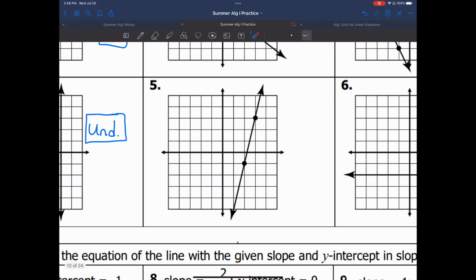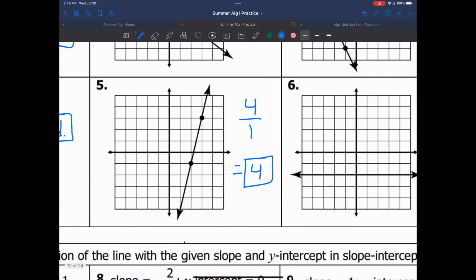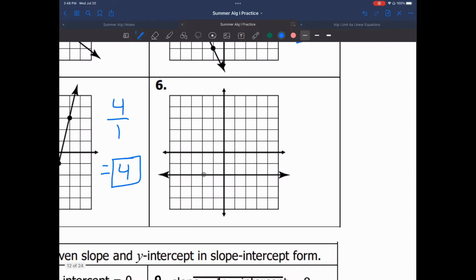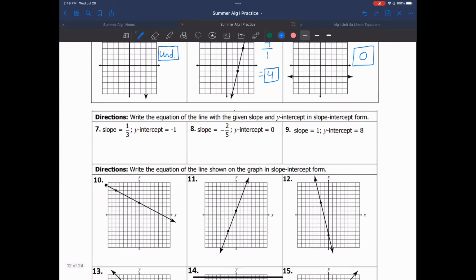All right, number 5, let's pick our 2 points. Starting with the one furthest to the left would be down here. And we're going to go up 1, 2, 3, 4, and over 1. Up 4, over 1. We could say 4 over 1, but that just simplifies down to a slope of 4. And the last one in this section, easy if you have it memorized, but we have a horizontal line, which means we have a slope of 0. And that's it.